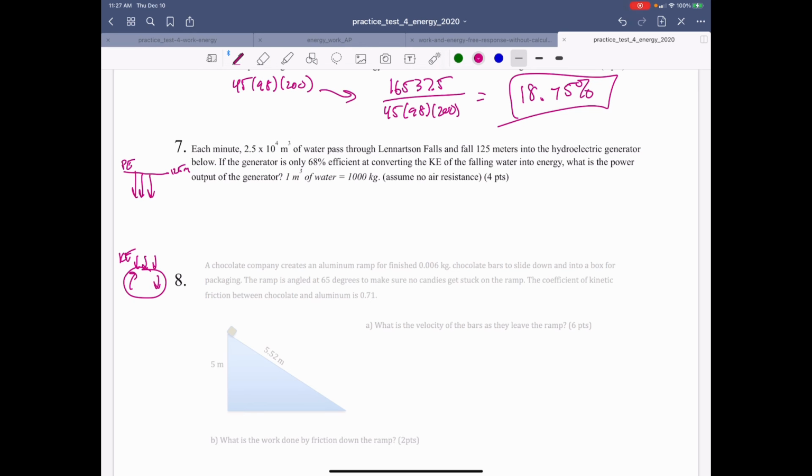So the first thing we have to do is figure out the total amount of energy, and then get 65% of that. Then we can figure out the next part. Again, power is equal to work divided by time. So let's figure out the energy, because work is energy. It starts with all PE, and it gets converted into KE.